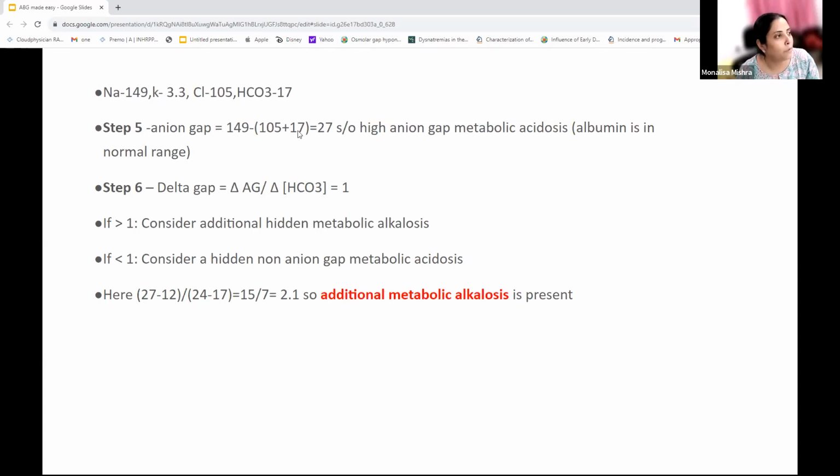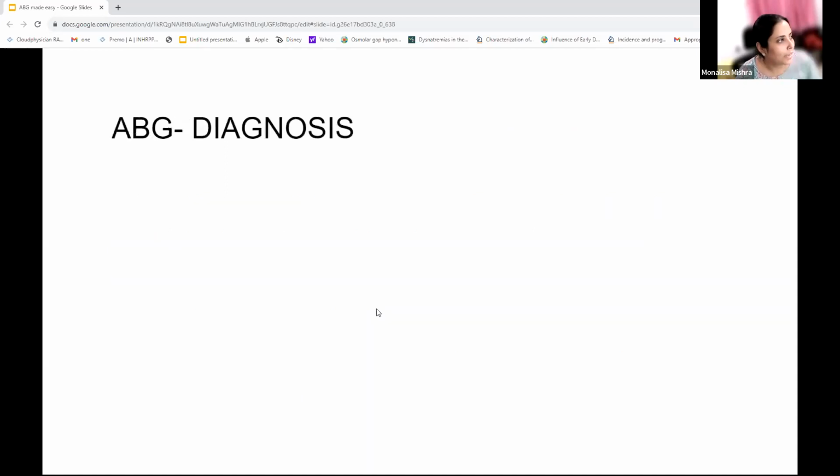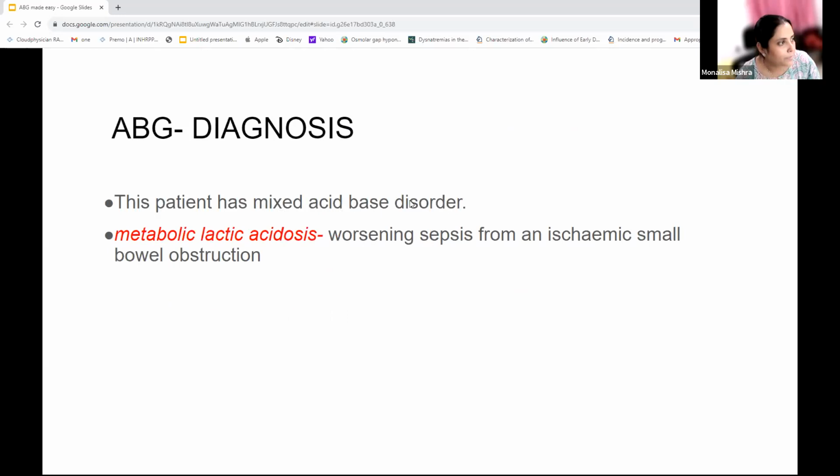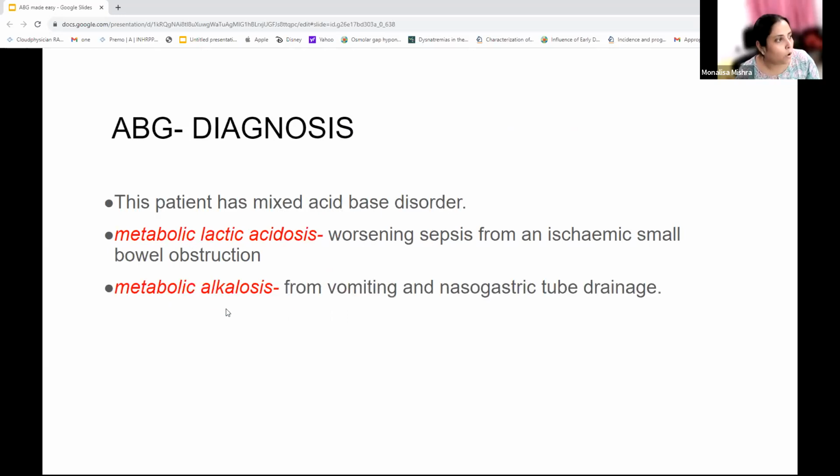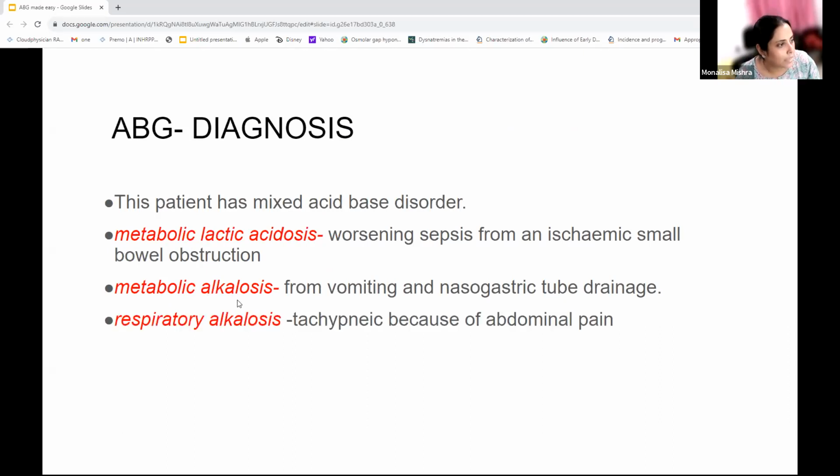That is 24 minus 17, so that is equal to 1. So then this must be some additional metabolic alkalosis as well. If you look at the whole diagnosis, your diagnosis will be that the patient has a mixed acid-base disorder. Metabolic acidosis is definitely there, along with that metabolic alkalosis is there, and along with that respiratory alkalosis is also there. So there are 3 disorders which are actually occurring at the same time.